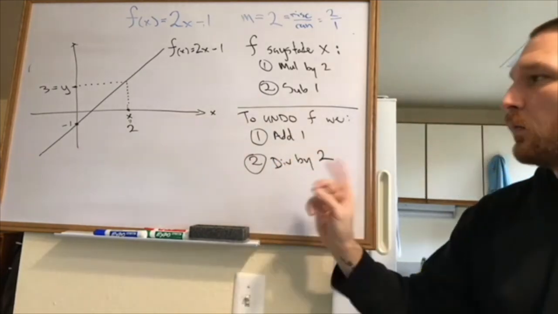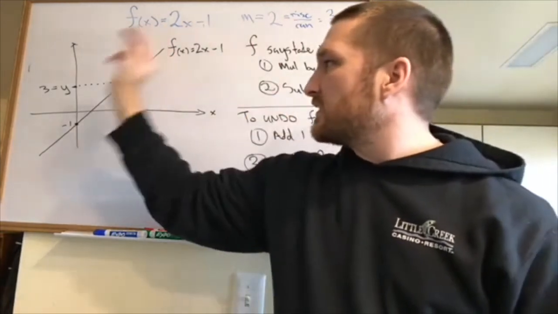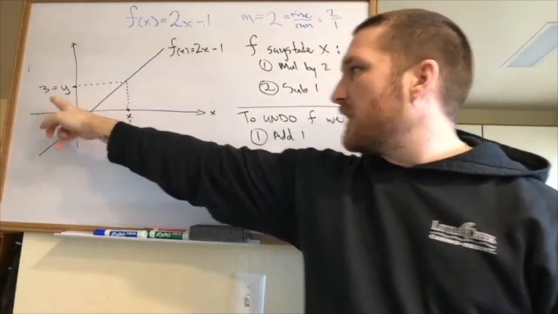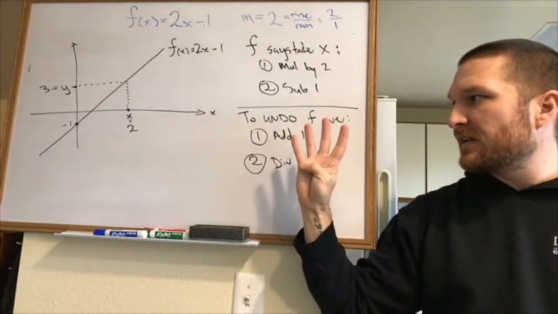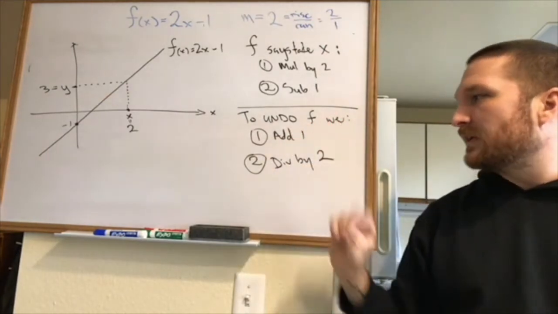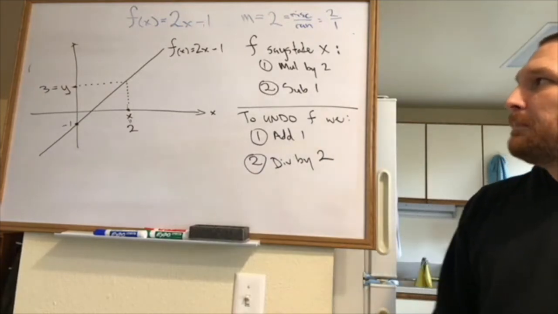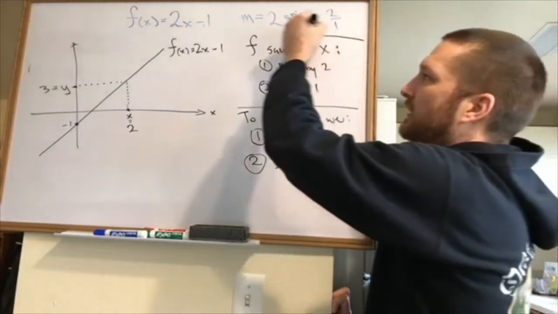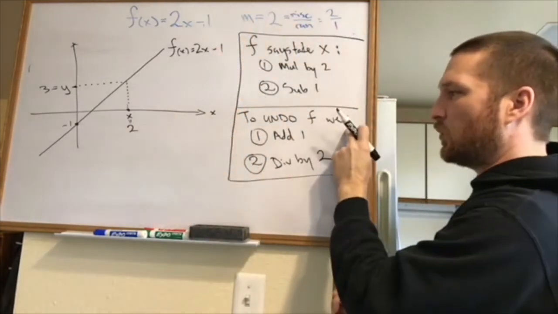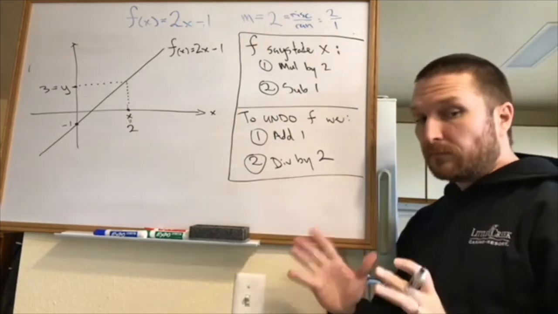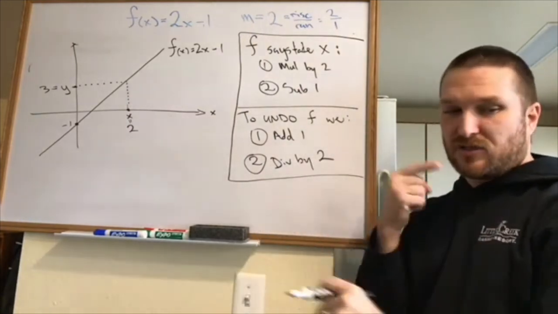Let's just see if that works. We took 2 and F gave us a 3. Now if we have a 3, this says to add 1, so we go from 3 to 4. Then it says divide by 2. Yeah, we end up exactly where we came from. So this is all an inverse function is. It's another rule that we have, but for undoing something we just did.